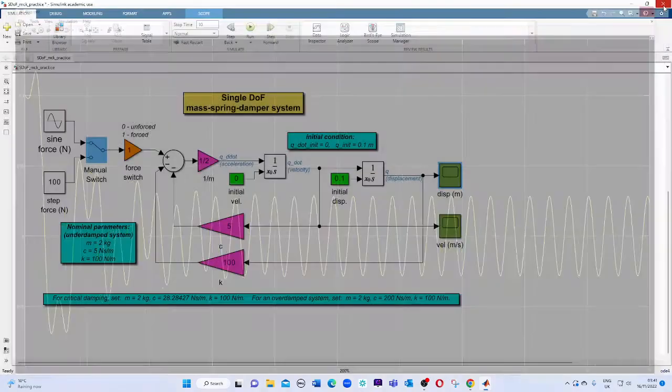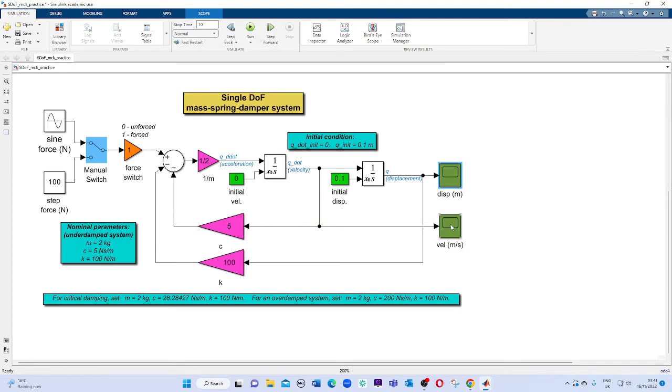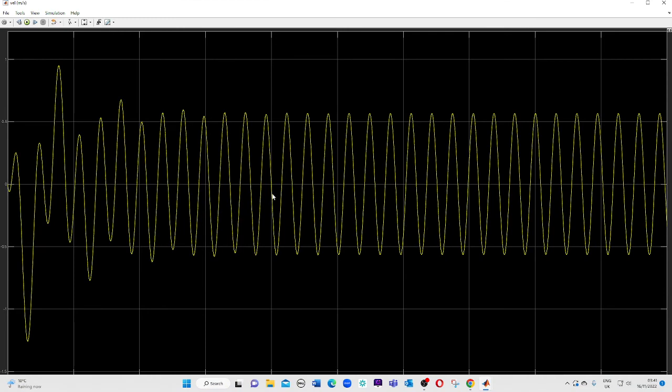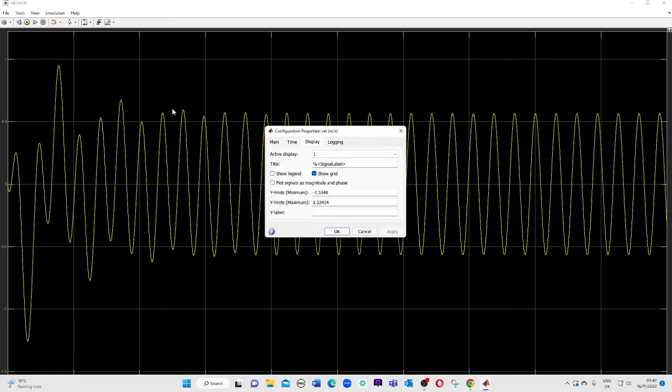Also, by finding the velocity, we can run this. Good. So our maximum velocity in meters per second can be displayed by using configuration property once again. So therefore, our maximum velocity is negative 1.5348.